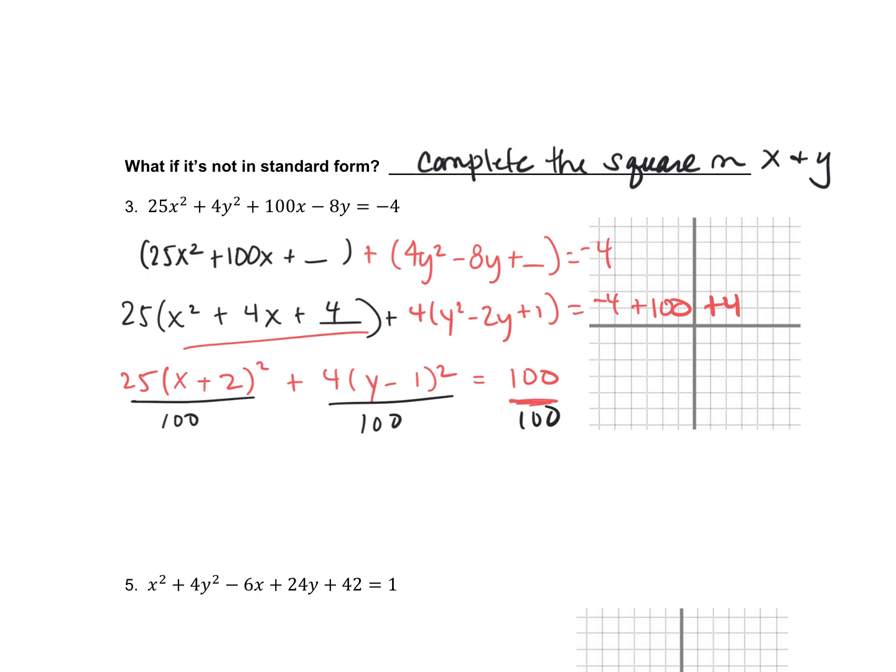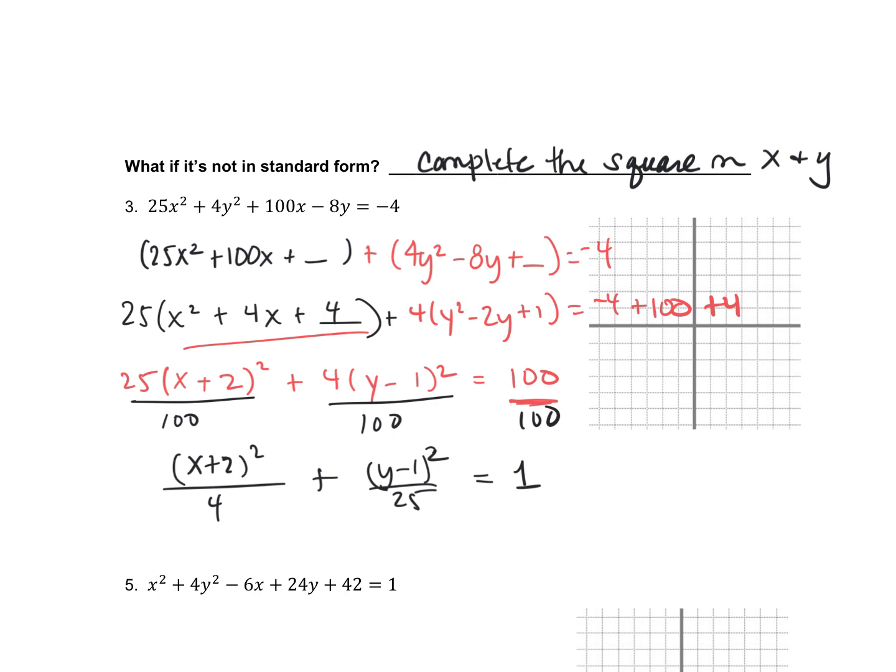Okay. And then when you reduce that, you get x plus 2 quantity squared divided by 4 plus y minus 1 quantity squared divided by 25 equals 1. So it's always got to equal 1. Remember, it's not the same thing as a circle. That's not a radius on the end.